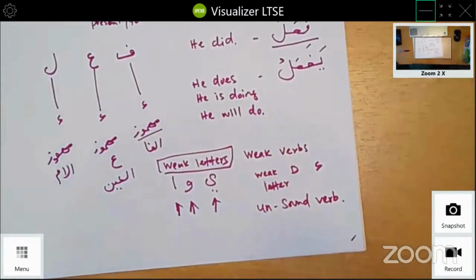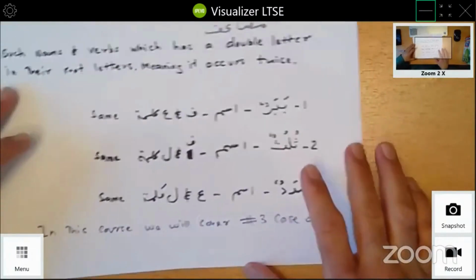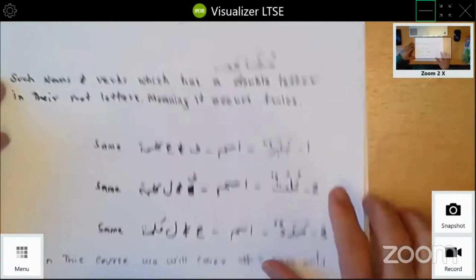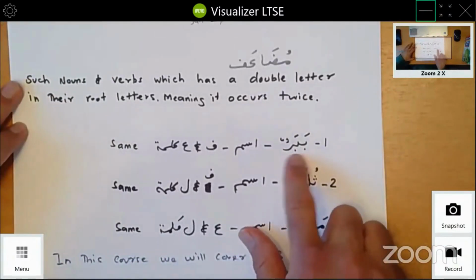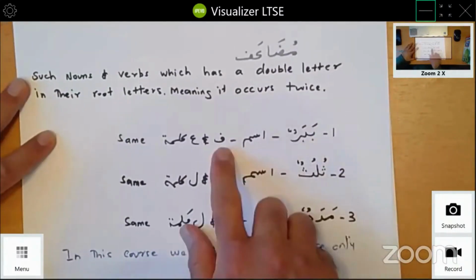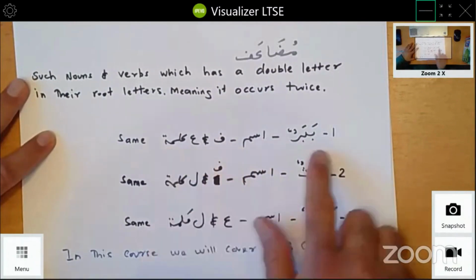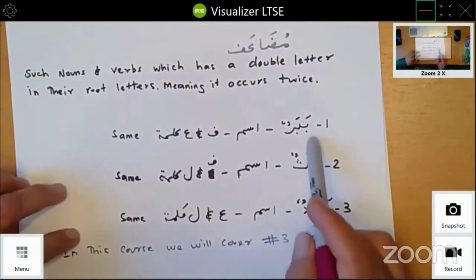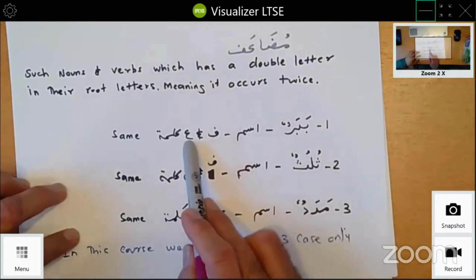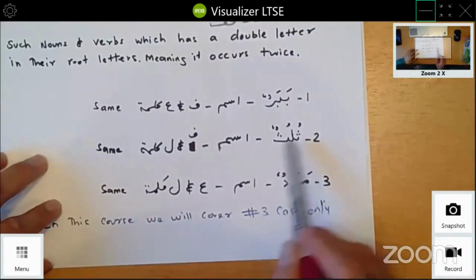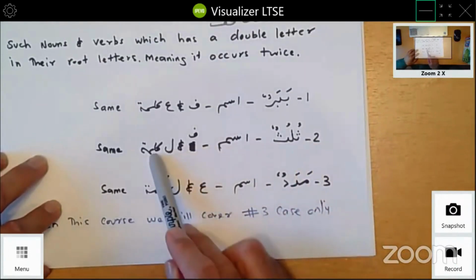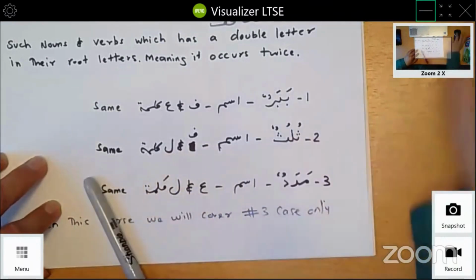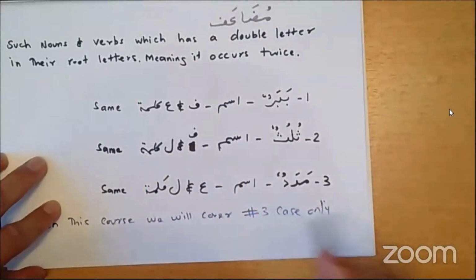So the next thing I want to show you, for example, look at this one. What do we have here? We have mudaaf. Ba, right next to each other in the fa kalima and the ain kalima. Agree? Yes. So ba and ba in the fa kalima and the ain kalima. The sa and sa, fa kalima and the lam kalima. Is everybody okay with that? Yes. Okay. Now look at this.